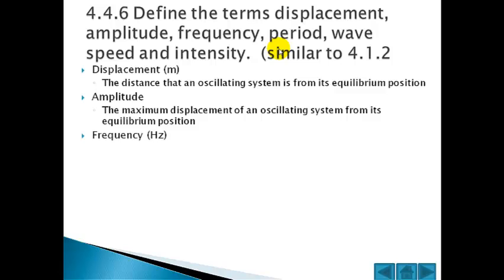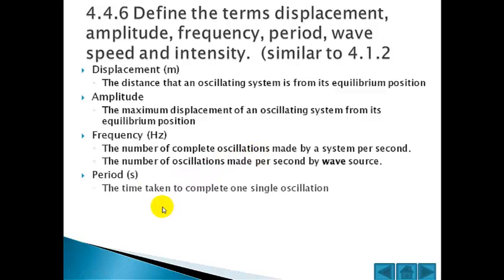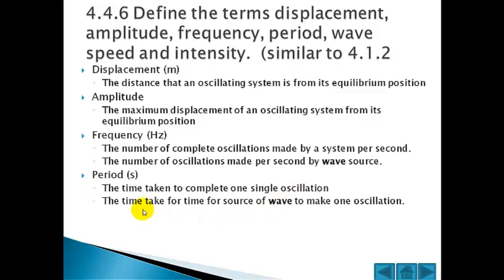The frequency is the number of complete oscillations made by a system per second, or the number of oscillations made per second by a wave source. In terms of waves, it's that second aspect. Period: this is the time taken for one complete oscillation, or in terms of waves, the time taken for the source of the wave to make one oscillation. In other words, the time taken for one wave to get past a fixed point.